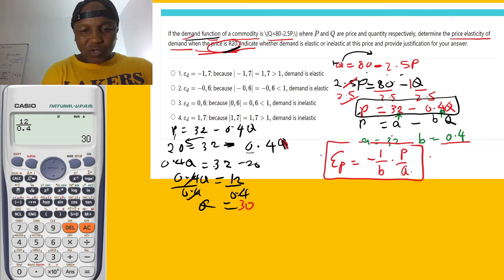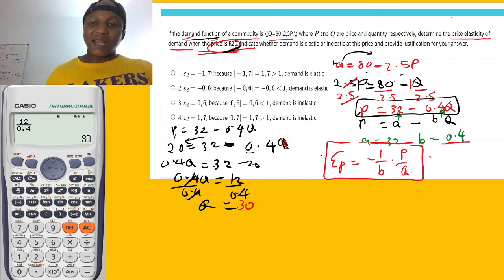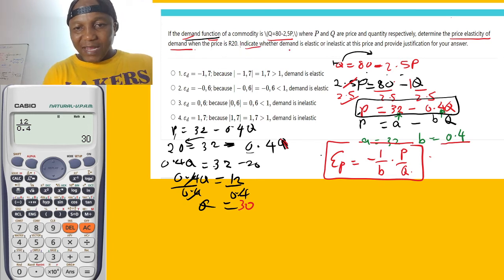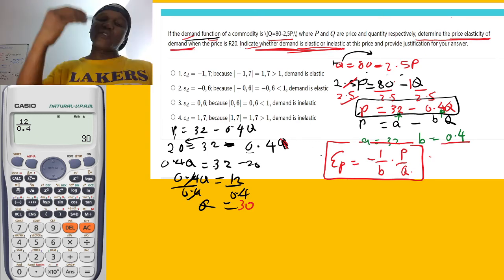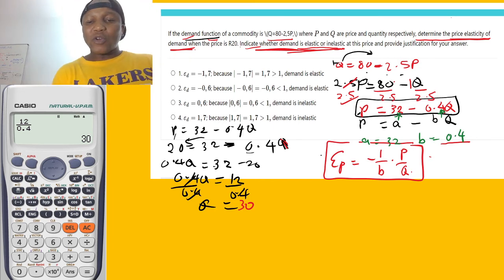So for that case, we know all our values. For us to get elasticity, because they say find whether the demand is elastic or inelastic, first you have to find the price elasticity of demand, and then when you get that, determine whether it's elastic or inelastic. We have all the values.